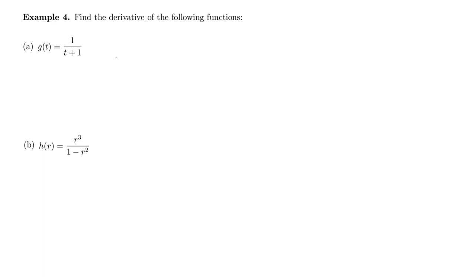Okay, so I want to find the derivative of the following functions. And both of these are examples of the quotient rule, because we see very clearly a quotient of two functions. There's a numerator and a denominator. So since the quotient rule is the trickiest, let's just practice. Low d high minus high d low over low squared.